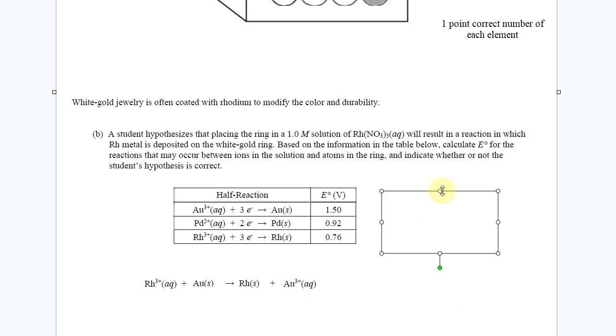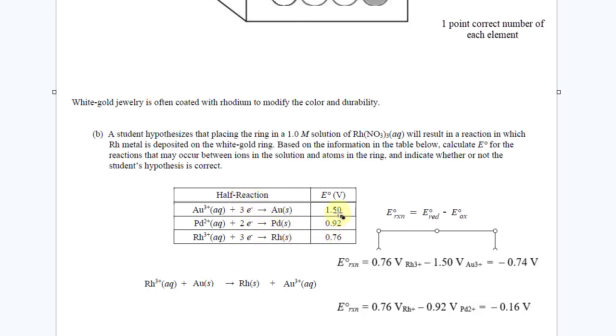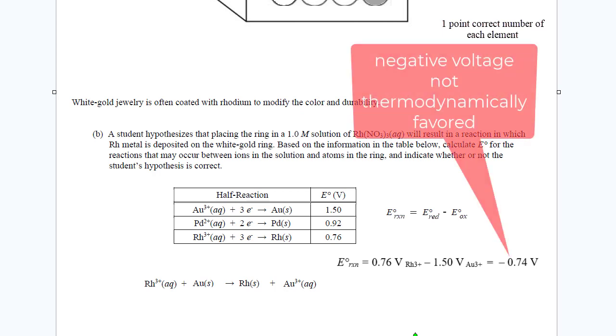Now, the only equation we've got for voltages is reduced substance minus the oxidized substance's voltages. Well, in this reaction, they've got the rhodium reducing, which is 0.76 volts. That's what they say is going to be happening. Of course, if the rhodium reduces, the gold's got to oxidize, which is 1.5. So in this equation, it's the rhodium, 0.76, minus the gold, and that gives you a negative voltage, and negative voltages don't happen. That's a positive delta G.